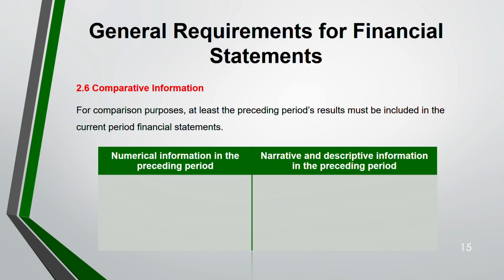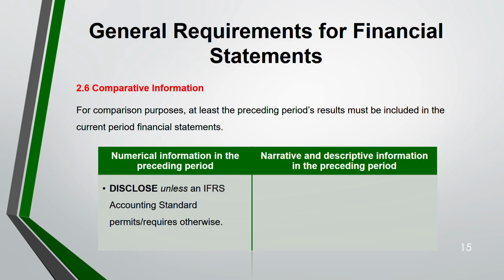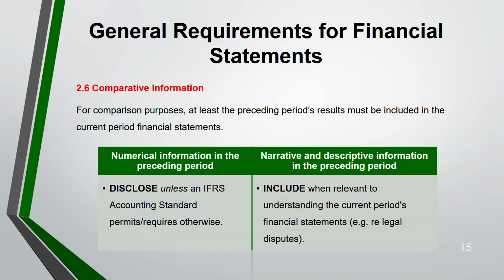Next, comparative information. So for comparison purposes, at least the preceding period's result may be included in your current period financial statements. So if it's numerical information, then you have to disclose unless an IFRS accounting standard permits or requires otherwise. If it's narrative and descriptive information, you have to include. See the difference. If it's numerical of the previous year, disclose only. If it's narrative, you have to include, when it is relevant to understanding the current period's financial statements, for example, regarding legal cases. Legal cases are pending for many years. You need to include them in your current financial period, even if it's narrative.